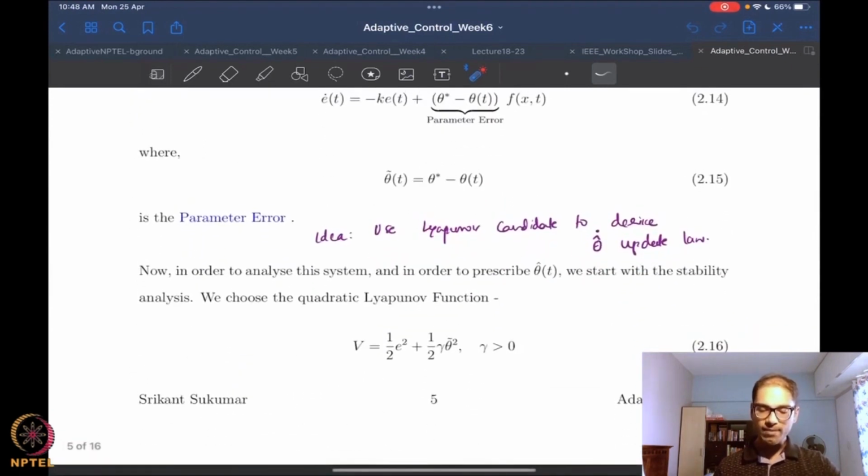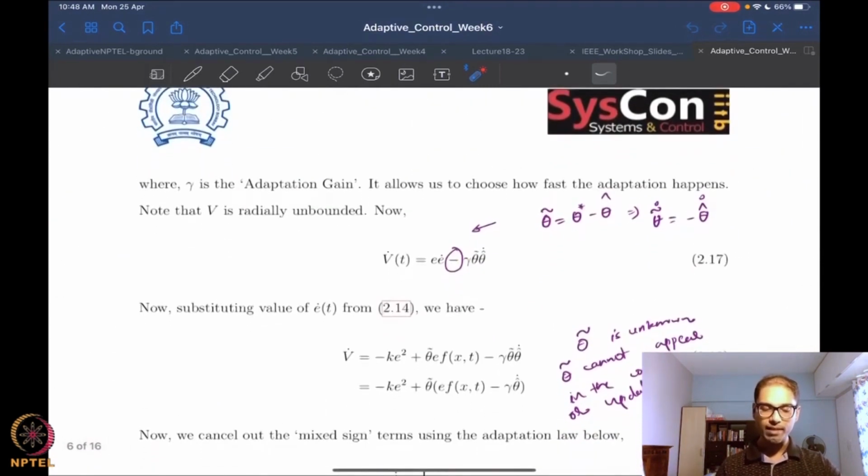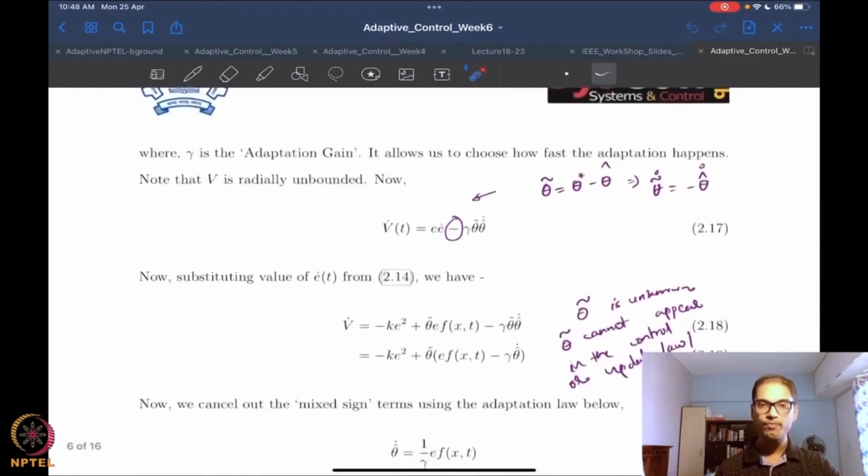So what's the idea? The idea is that we use a Lyapunov candidate to come up with the theta hat dot dynamics. How do we do that? We take the earlier Lyapunov candidate we had, and we add to it simply a quadratic term in the parameter error. It is scaled by this gamma factor, which is essentially called the adaptation gain. You will see why, because it appears in the adaptation law.